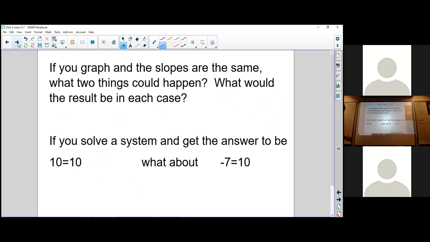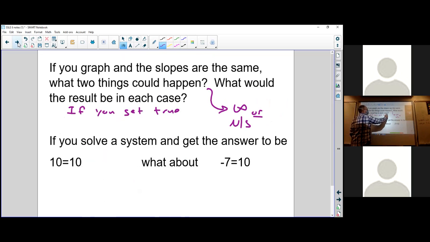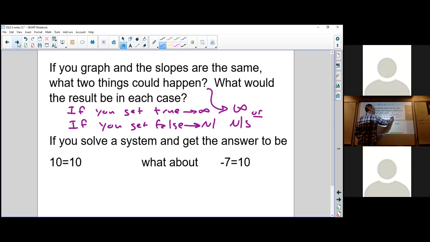Okay, so if you graph and the slopes are the same, what two things could happen? We could get infinite or no solution. Infinite means everything falls out and you get like 10 equals 10 or 0 equals 0 or 18 equals 18 or -3 equals -3. That's infinite. If you get a false statement, that wouldn't do. What would the result be in each case? If you get true, then infinite. If you get false, then no solution.